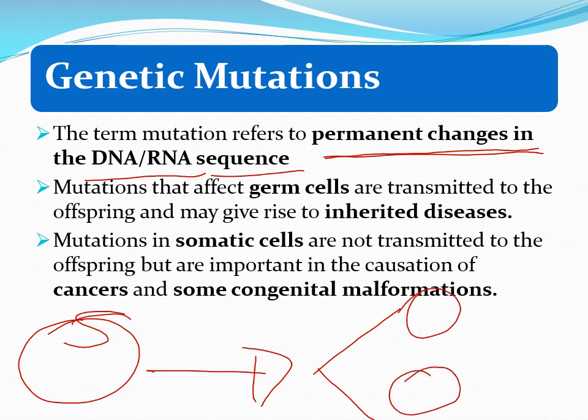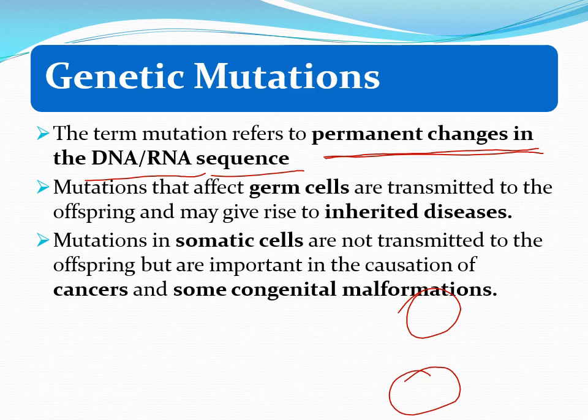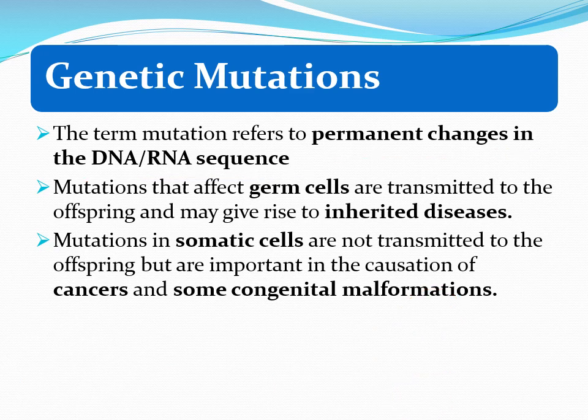So during the synthetic phase, DNA is being transcribed, that is, a copy of the DNA is made. During the process of making the copy of the DNA, normally many mistakes do happen. And these mistakes are corrected. That's why we don't have a mutation.